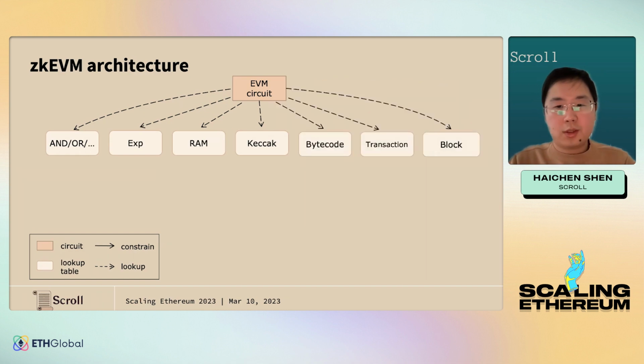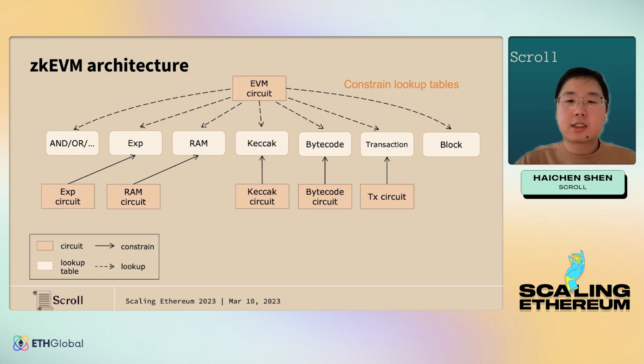And then you have some additional lookup tables to help you load the correct bytecode from the smart contract, load certain information from the transaction call data, and get some block metadata from the block lookup tables. All these lookup tables will then be further constrained by other circuits to prove that those lookup tables are correctly constructed inside the circuit.